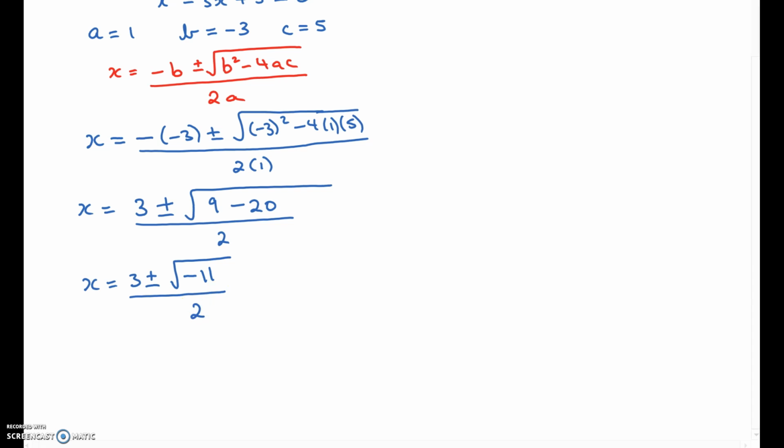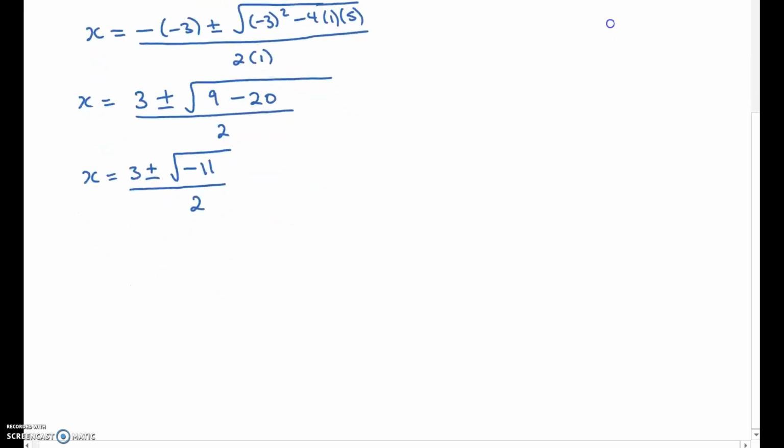Now here's the problem. The problem is that you cannot get the square root of a negative number. You can't find the square root of a negative number.